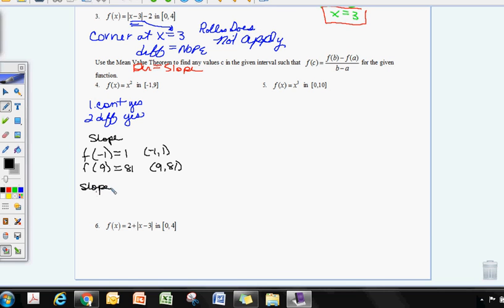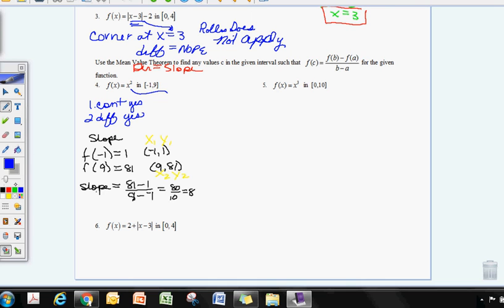So my slope value. Now, here is where some of you forget. This is x1, this is y1, this is x2, this is y2. So, for my slope, y2 minus y1 over x2 subtract x1. I get 80 over 10. My slope is 8.